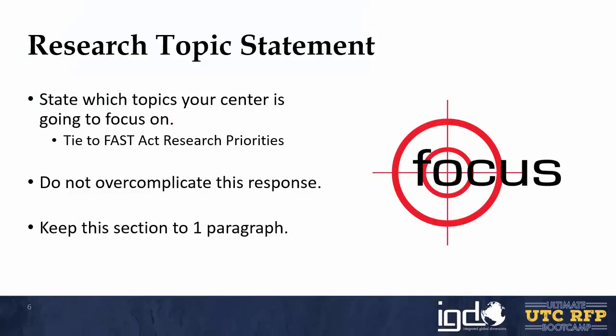So the first section that they ask for in the research abstract is called your research topic statement, really where you're called upon to tell the reviewers what your center is going to focus on. And you want to make sure and tie this to the FAST Act research priorities. Go back into that RFP, go into that legislation, that document, the call for proposals, where the federal legislation says exactly what this money can be spent for. And you must make sure that you follow this. If you do not, your proposal is likely to be thrown in the trash or basically disqualified for not listening or responding to the instructions.